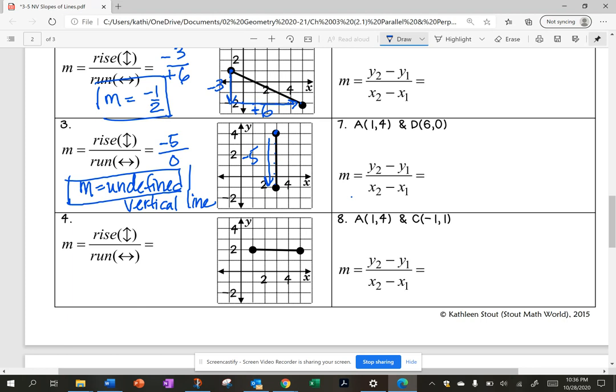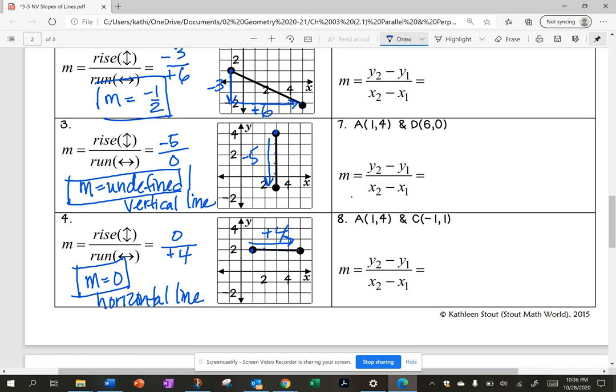The next one, I have a horizontal line. So this time my rise is 0 and my run is 1, 2, 3, 4. So 0 divided by 4 is still 0. So my slope is 0 for a horizontal line. So that's my other special case.